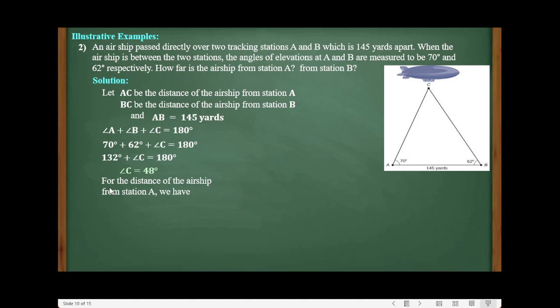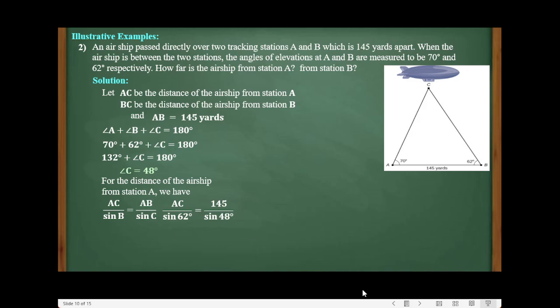And at that point, for the distance of the airship from station A, I think we need to use the formula for the law of sines. So that is AC over sine of angle B is equal to AB over sine of angle C. Substitute: B is replaced by 62, then AB is replaced by 145 and C is replaced by 48.